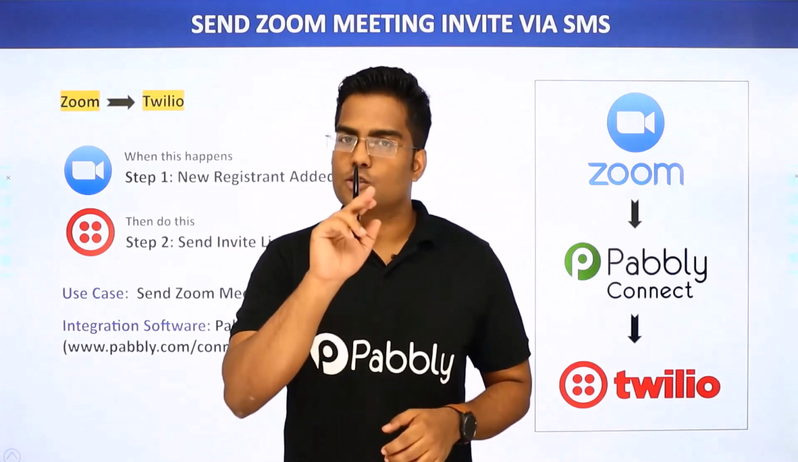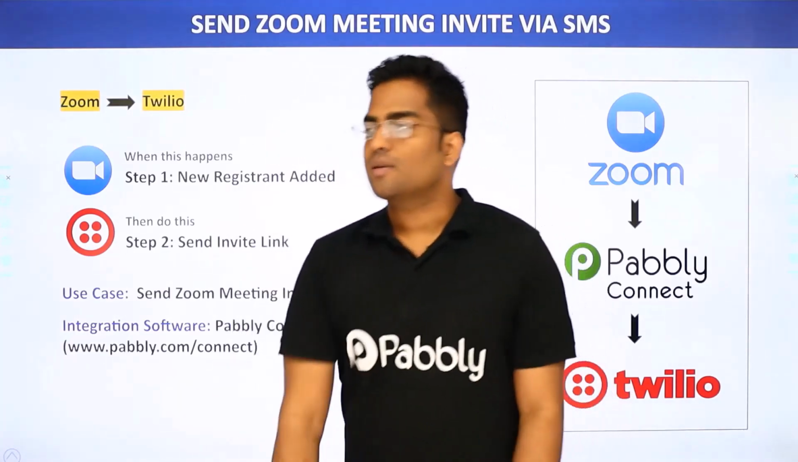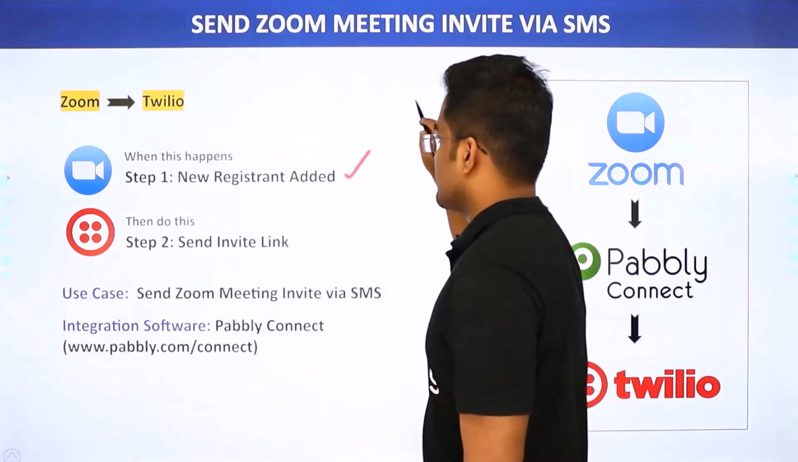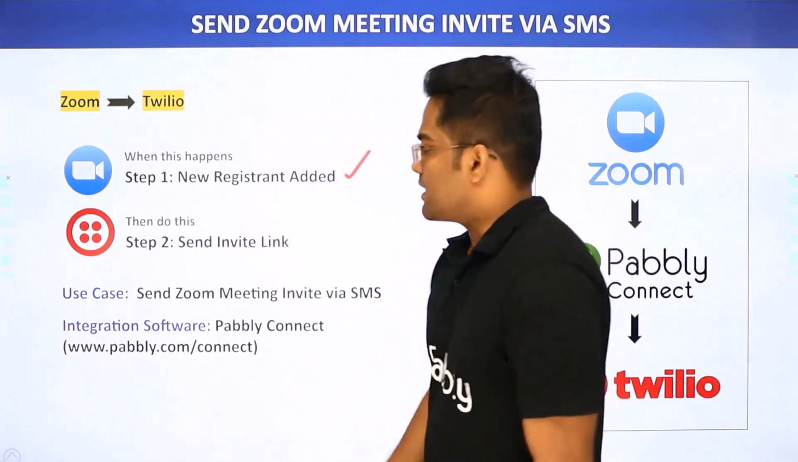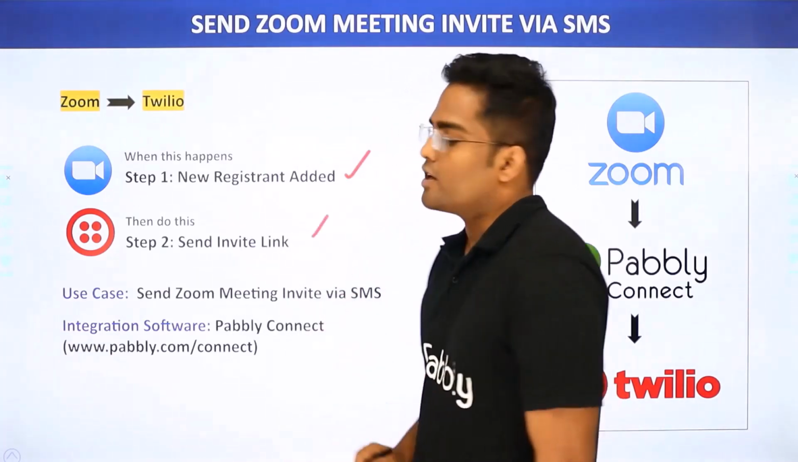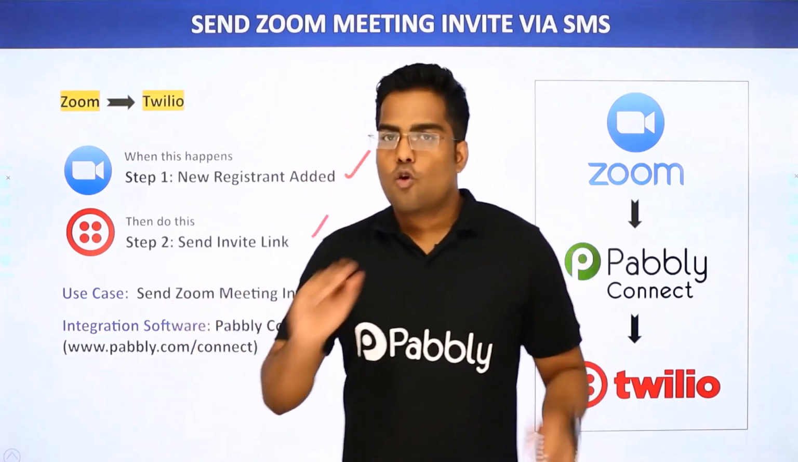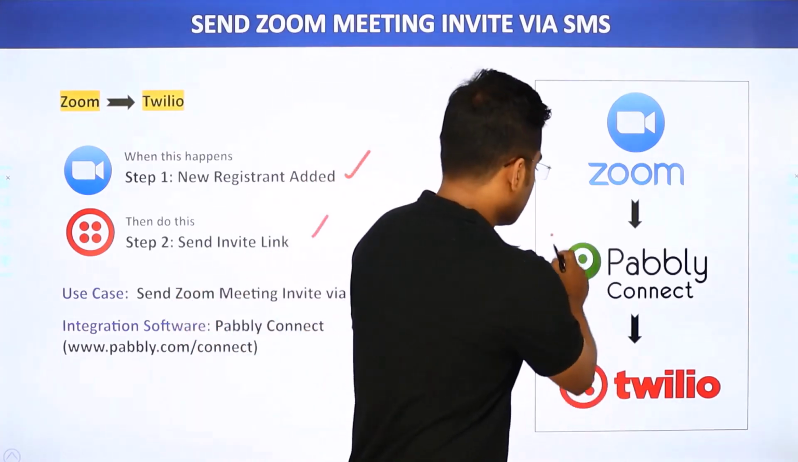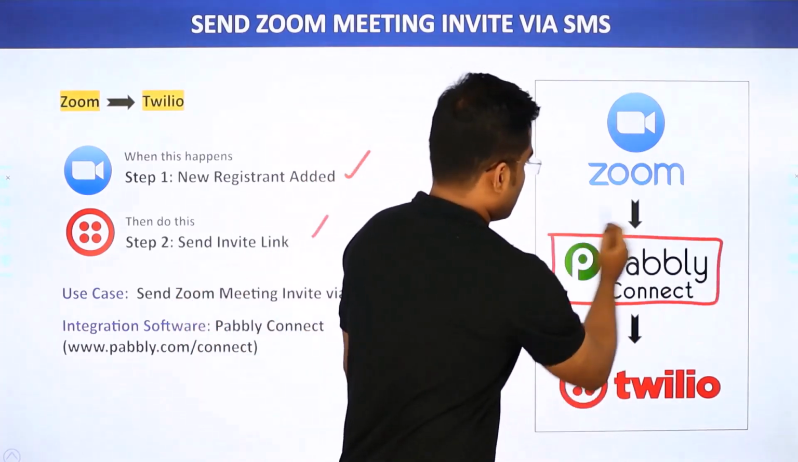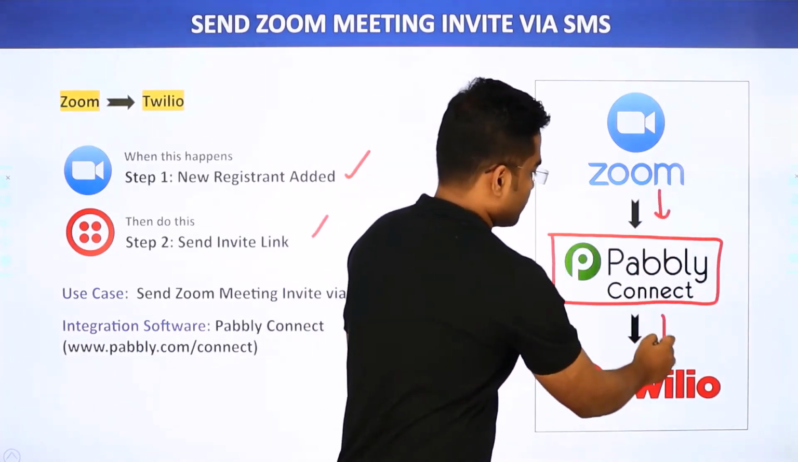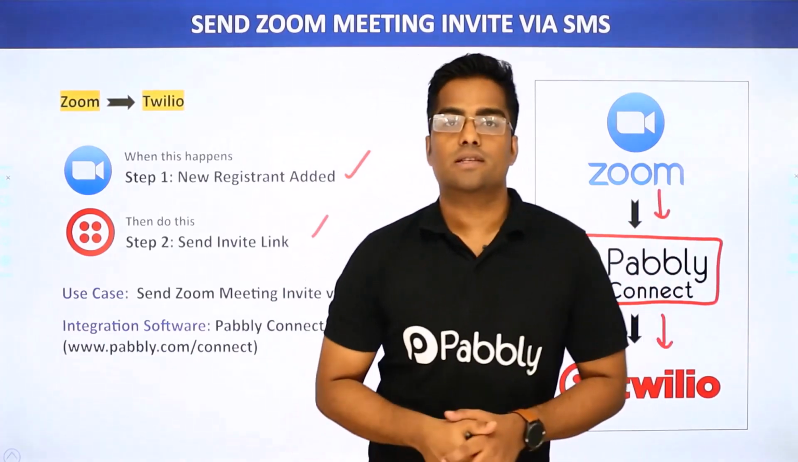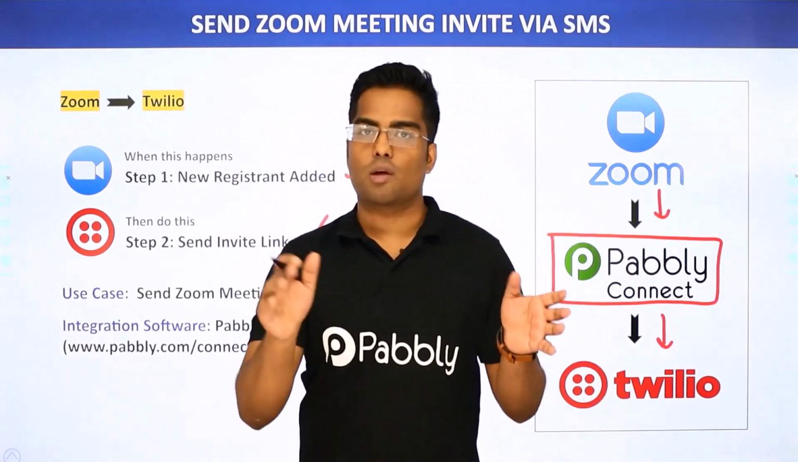The second approach is you bring in some automation. So here, when a new registrant is added in Zoom, it will automatically send an SMS with invitee link via Twilio. So in this video, we will be using Pabbly Connect to integrate Zoom and Twilio. The best part of using Pabbly Connect is there is no need for coding skills or programming knowledge.